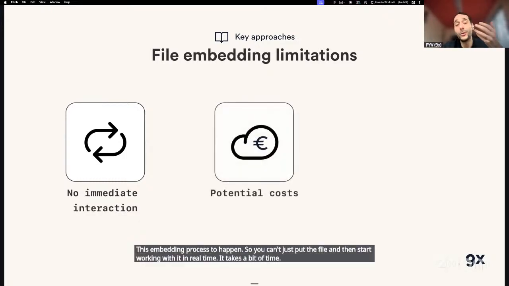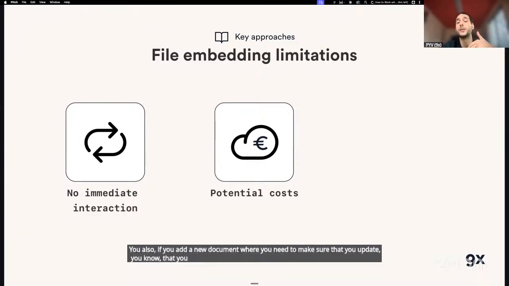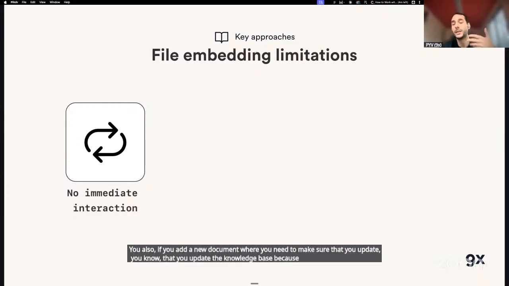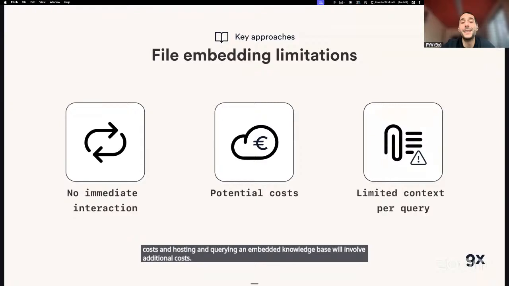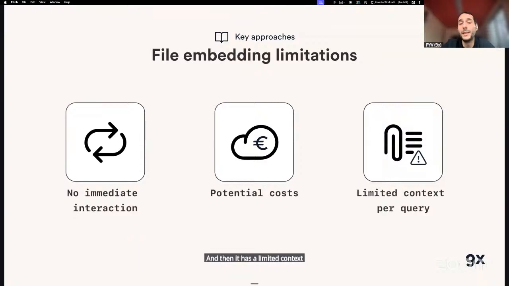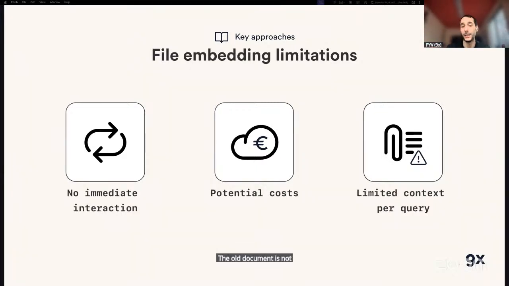If you add a new document, you need to make sure that you update the knowledge base, because there is processing involved. As we were mentioning before, there are some potential costs, and hosting and querying an embedded knowledge base will involve additional costs. And then it has a limited context per query. Even with embedding, AI models still have token limitations and may not retrieve all necessary information in one response, because basically they make a query. So the whole document is not part of the context window.